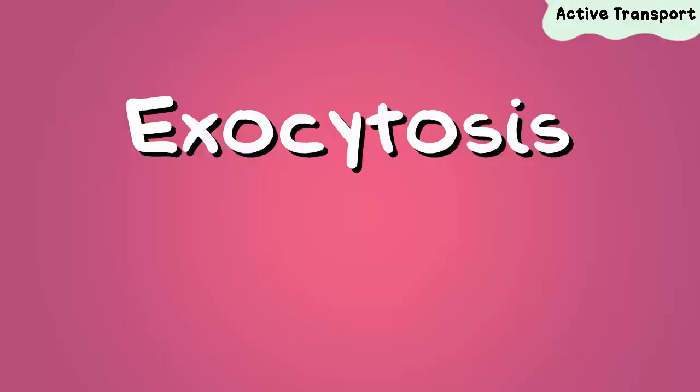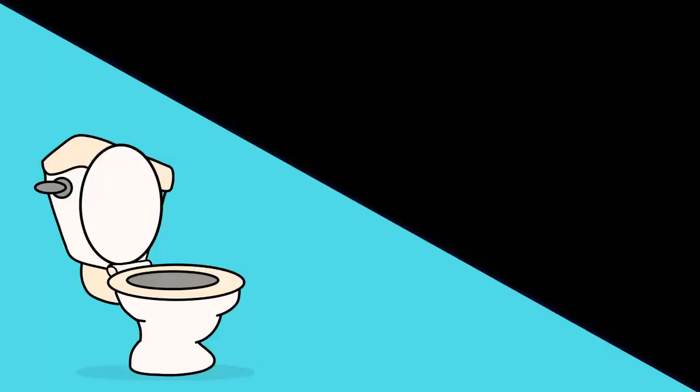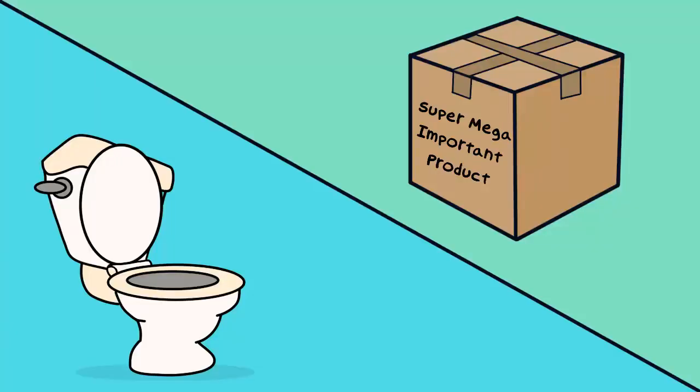Exocytosis is the reverse direction of endocytosis. Think exo and exit. They sound very similar too. Exocytosis can be used to get rid of cell waste, but it's also really important for getting valuable materials out that the cell has made.